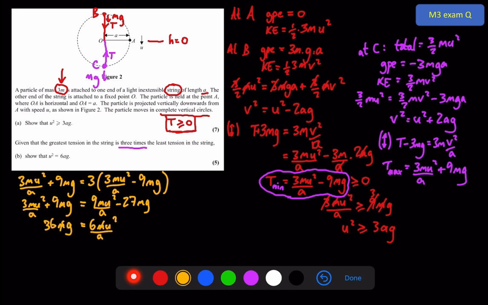The m's cancel, the 6 can simplify, the a comes over, and we get 6ag is equal to u squared, again as required in the question.